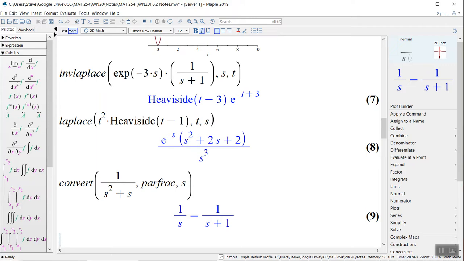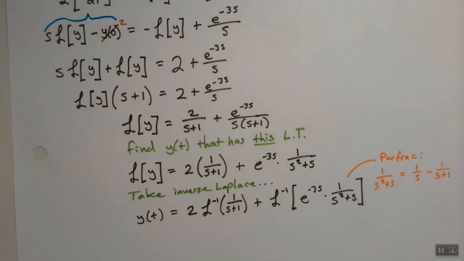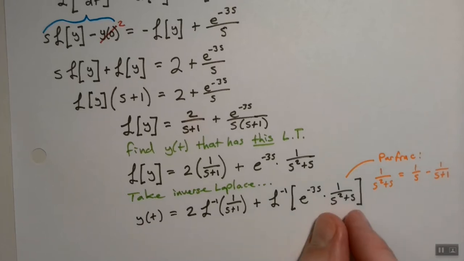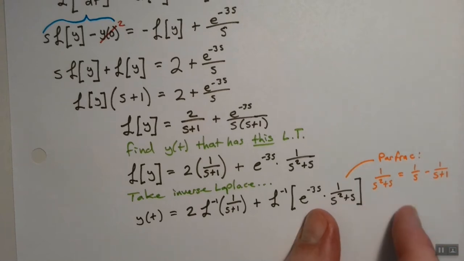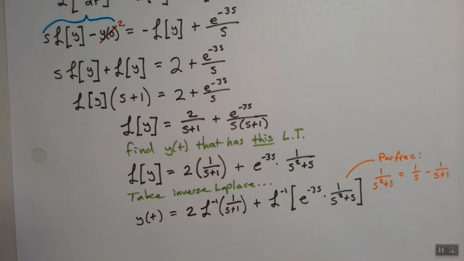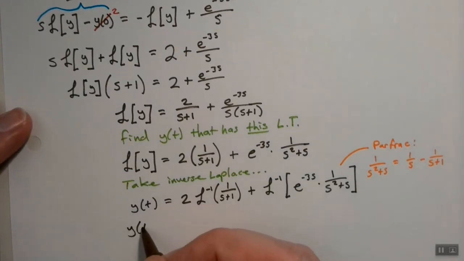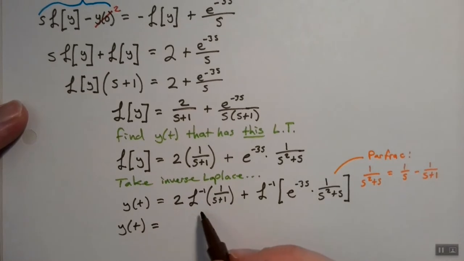So I wrote that down. Now that we switch back over to our notes here, I just figured out what that thing is equal to as a partial fraction. And so this becomes essentially 2 terms, which become 2 separate functions. So the next line down is going to be y of t equals 2 times the inverse Laplace of this.